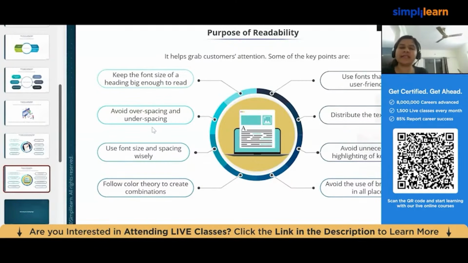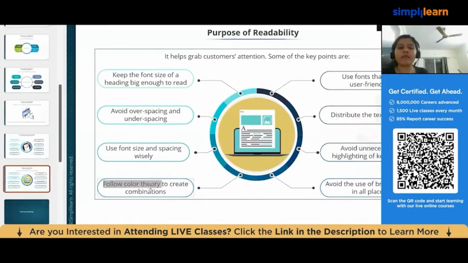There shouldn't be overspacing, there shouldn't be underspacing. Clear spacing is something that's been required. You have to follow your color theory, as I mentioned. Maisha's website was all about making it look aesthetic. HDFC was all about following the brand color and the font size. So your font size and font color should ideally be constant. Okay, and it should be user friendly, as mentioned over here.